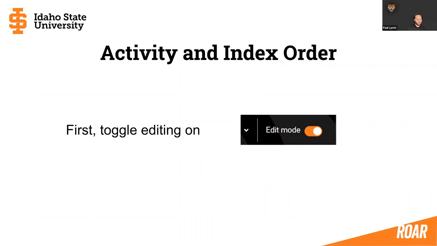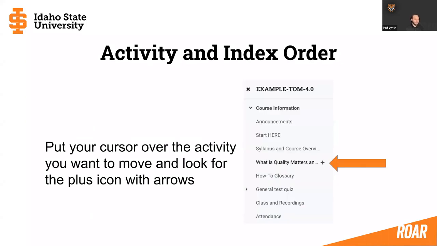What you'll first need to do is toggle editing on. The edit toggle will be in the upper right-hand corner of your screen. Next, I'm going to go to the course index, and that will be the panel on the left part of your screen. What you'll do next is you will put your cursor over the activity you want to move and look for the plus icon with the arrows on the right side of the activity name.